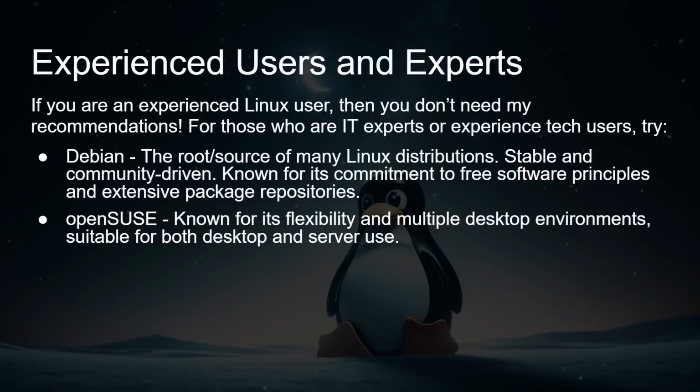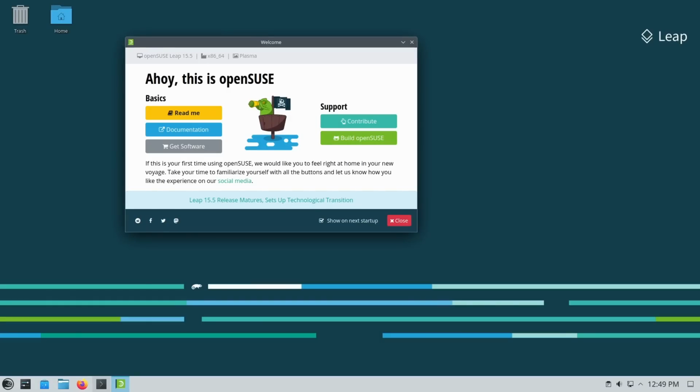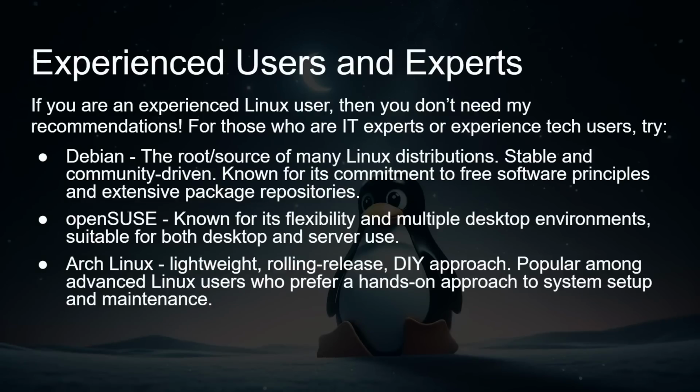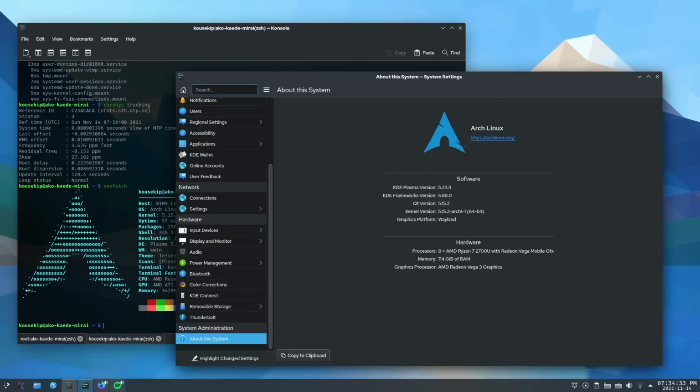You're always going to see a window and then ways to interact with that desktop. OpenSUSE is a very good one as well, known for its flexibility, multiple desktop environments, suitable for both desktop and servers. And here's a picture of that running. And Arch Linux, you have to have that if you're doing a Linux list of distributions. Lightweight, rolling release, like I mentioned earlier on, very much a DIY approach, popular amongst advanced Linux users who prefer a hands-on approach to setting up the system. Basically, you set up a lot of it yourself, but Arch gives you that ability. And here is Arch running with KDE in this particular instance.